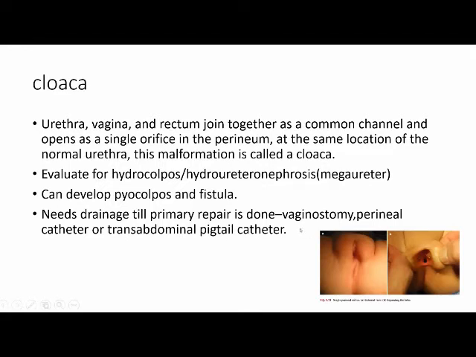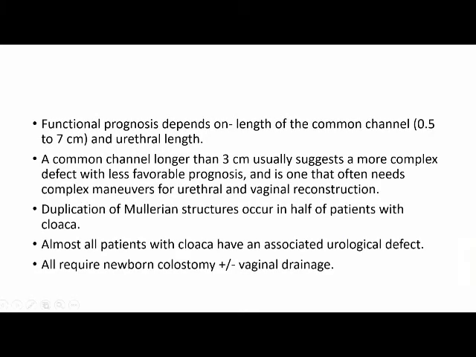One is if it is a huge swelling in the abdomen, you can always go ahead with a vaginostomy, and you can place a perineal catheter, or you can even do a transabdominal pigtail catheter, which can be USG guided. And the most important thing is that the drainage has to be left in place until you do the primary repair.